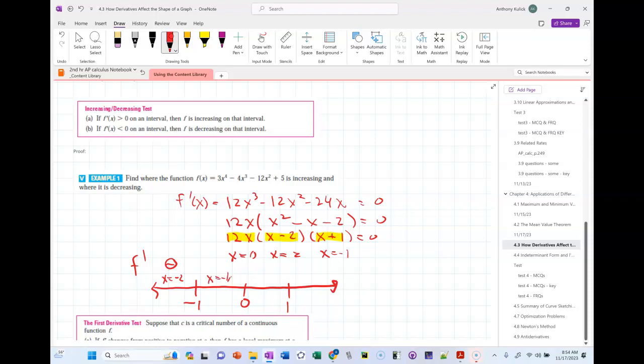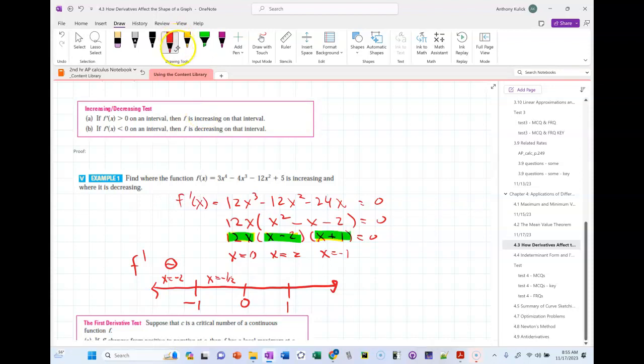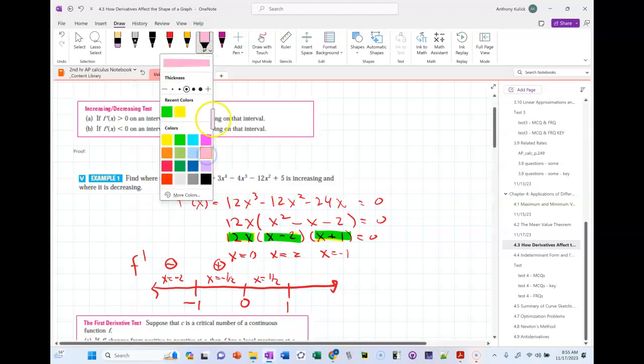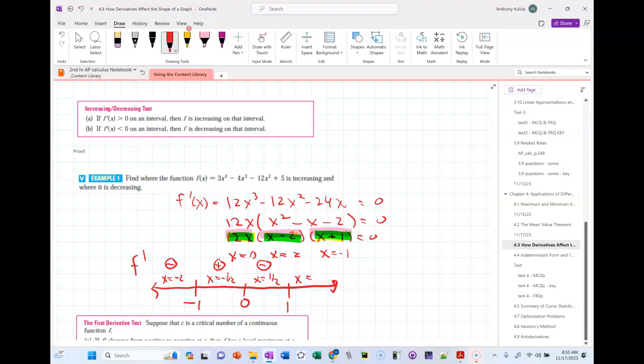And then maybe I'll use a test value of -1/2. So when I plug that into my derivative, I get negative times negative times positive. So that part is positive. From 0 to 1, I'll do a test value of +1/2 here. So that's positive, that's negative, that's positive. So that's negative. And if I do a value greater than 2, say I'll do 3, and that's positive everywhere.